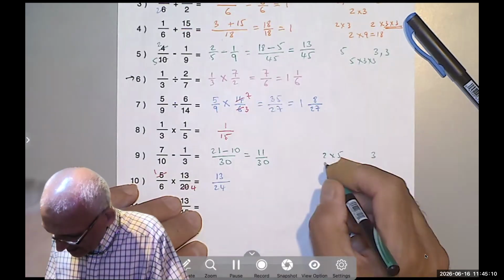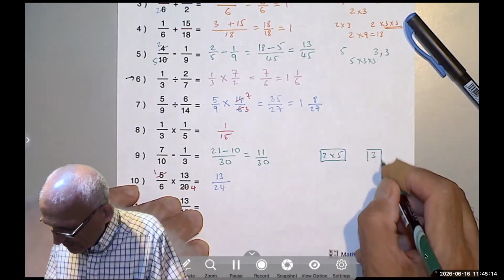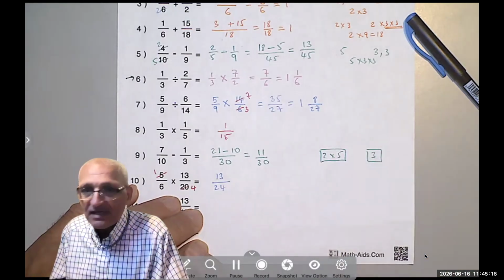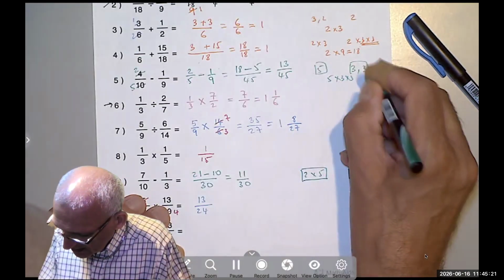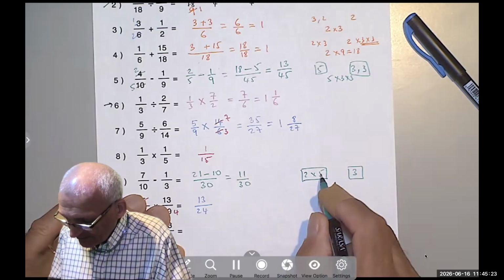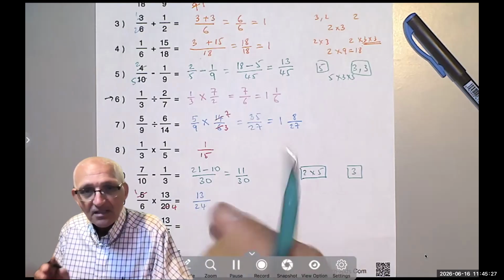Only when the left-hand side factors have nothing to do with the right-hand side factors. They are completely different. 5, 3 and 3. 2 and 5, 3. Nothing in common. So you can use this shortcut.